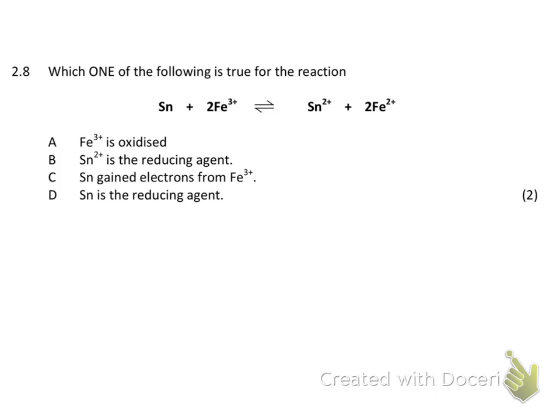Alright, last one, 2.8. Redox question, which of the following statements is true about this reaction? Let's have a look. First one, Fe3+ is oxidized. Let's go and have a look at Fe3+. Fe3+ on the left goes to Fe2+ on the right. So on the left it has an oxidation number of +3, on the right +2. And so the oxidation number has decreased, which means Fe3+ has been reduced, which means that A is not correct.